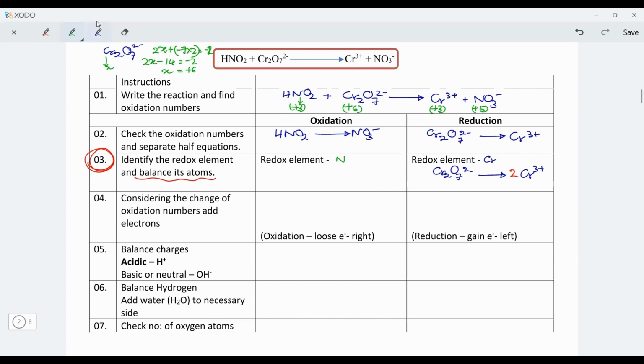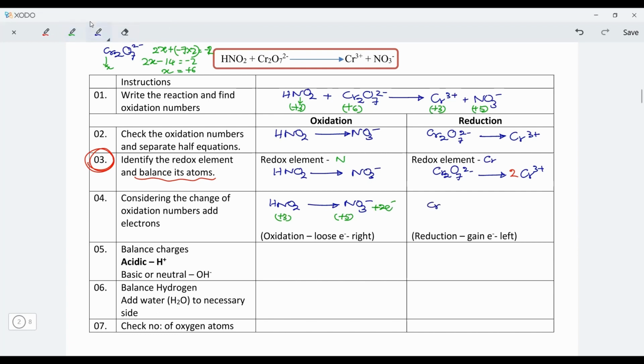Do we need to do that step for the HNO2 reaction? No, because there is already one atom. So we can write it as it is. Then we can go to the next step to consider oxidation number change. Now in HNO2, oxidation number increased from +3 to +5. That means oxidation number increased by losing 2 electrons. So we write 2e minus on the right side.